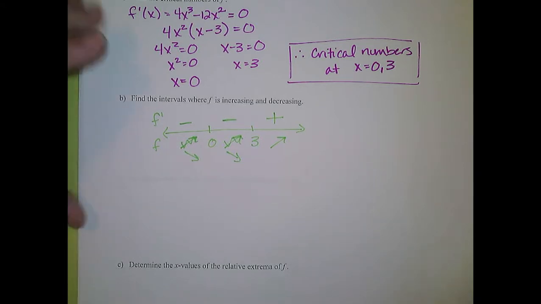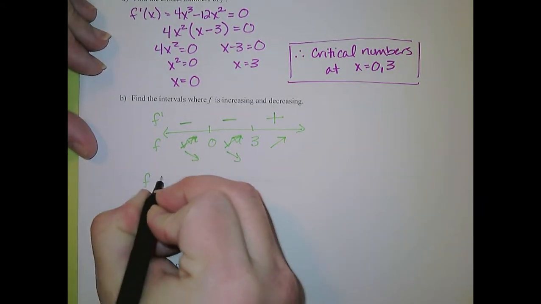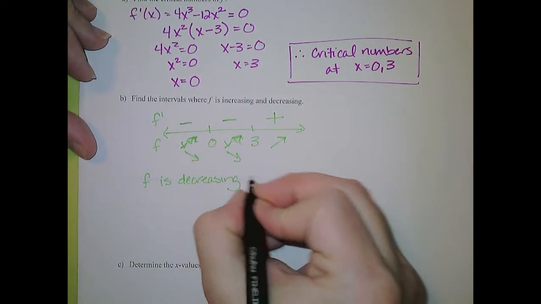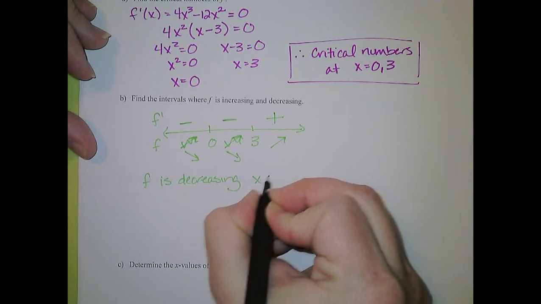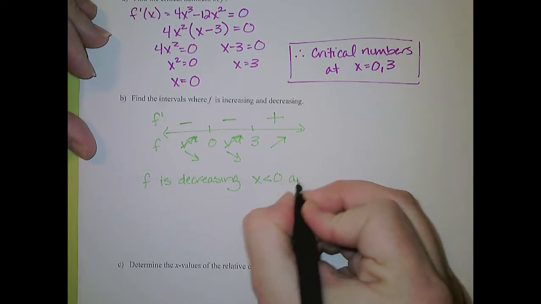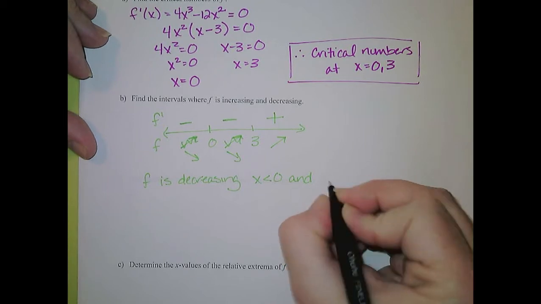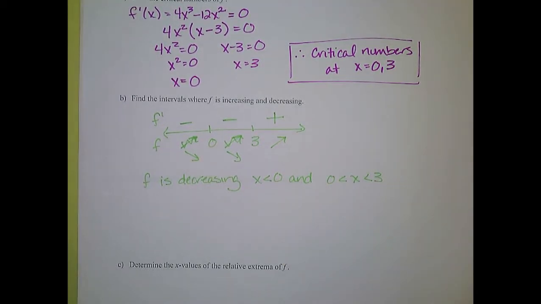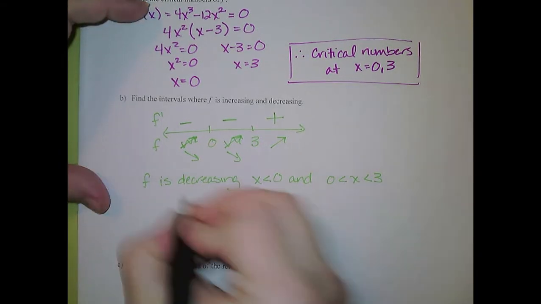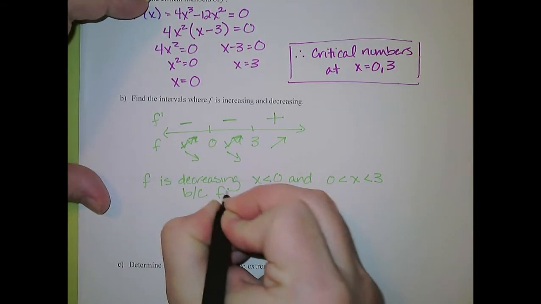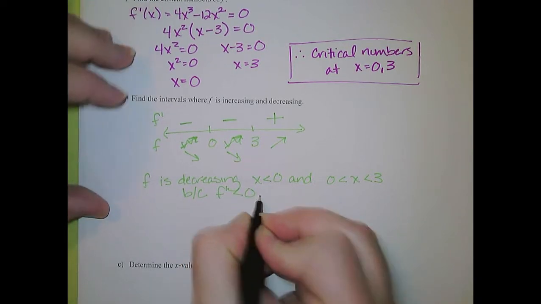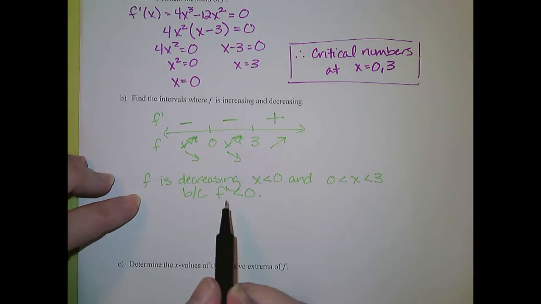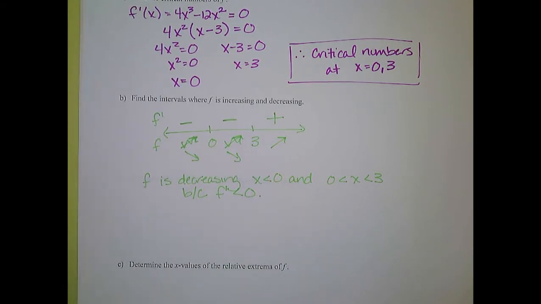So we can say that f is decreasing where x is less than 0, and also for all of the x values that are between 0 and 3. And we know that because the first derivative of f is less than 0 or negative in that region. Again, you need to specifically state how you know based on the sign of the first derivative or whether it's greater or less than 0.